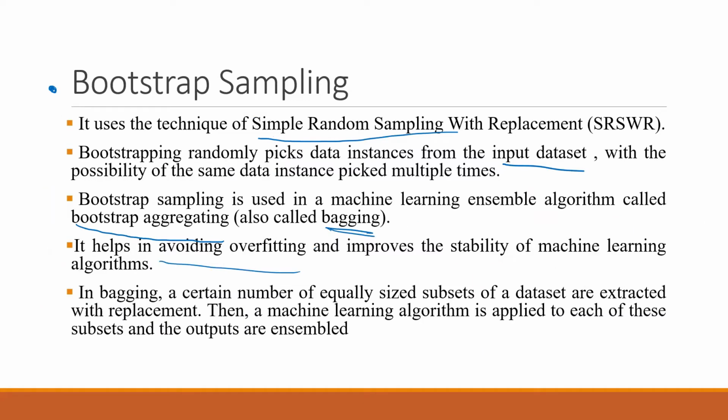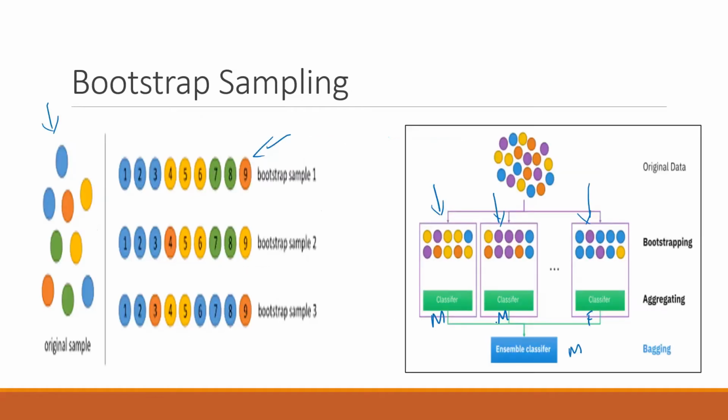So now in bagging, a certain number of equally sized subsets of the dataset are extracted with replacement, and then a machine learning algorithm is applied to each of these subsets. So when we say that we will be implementing the classification on multiple samples, it means that these can be different machine learning algorithms, and these multiple algorithms can be applied depending upon the dataset type and everything. Maybe if you want to try multiple machine learning algorithms, you may want to do the comparison in the end to make sure that you are making the right choice.